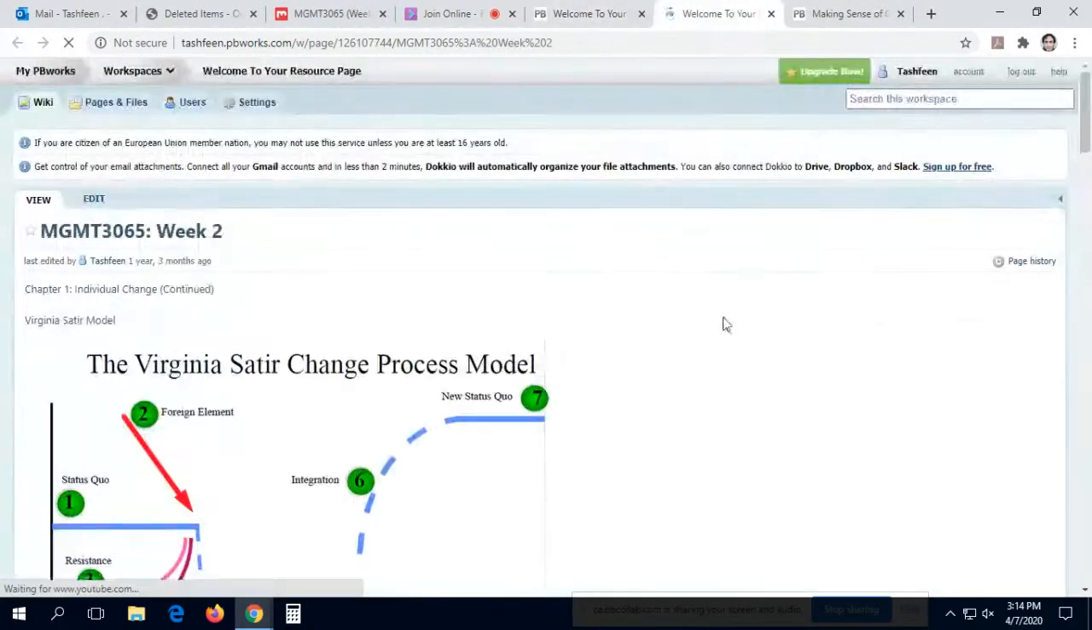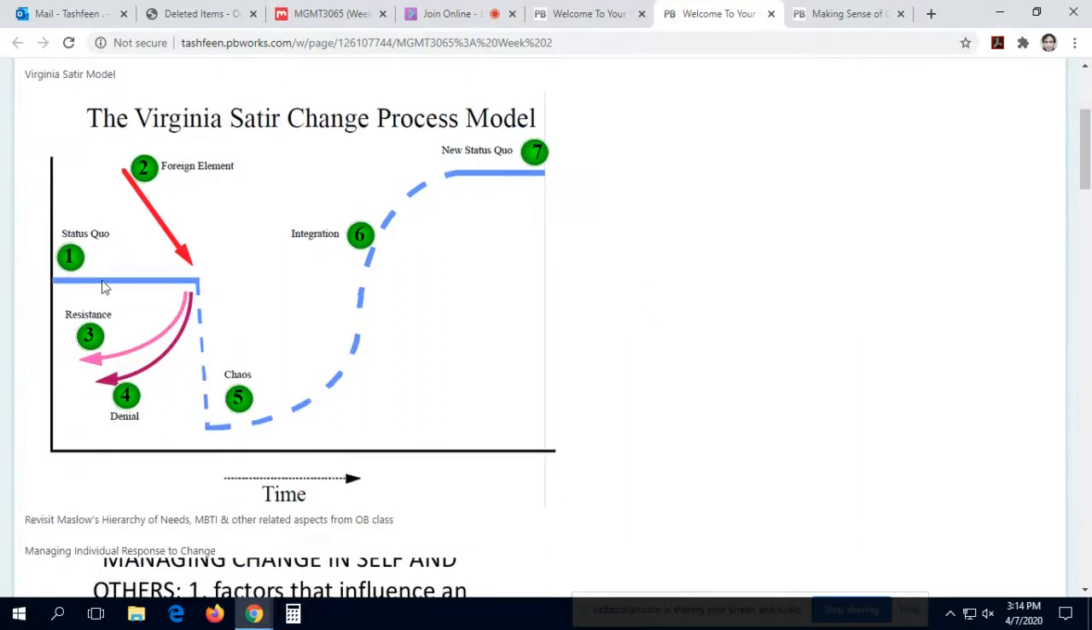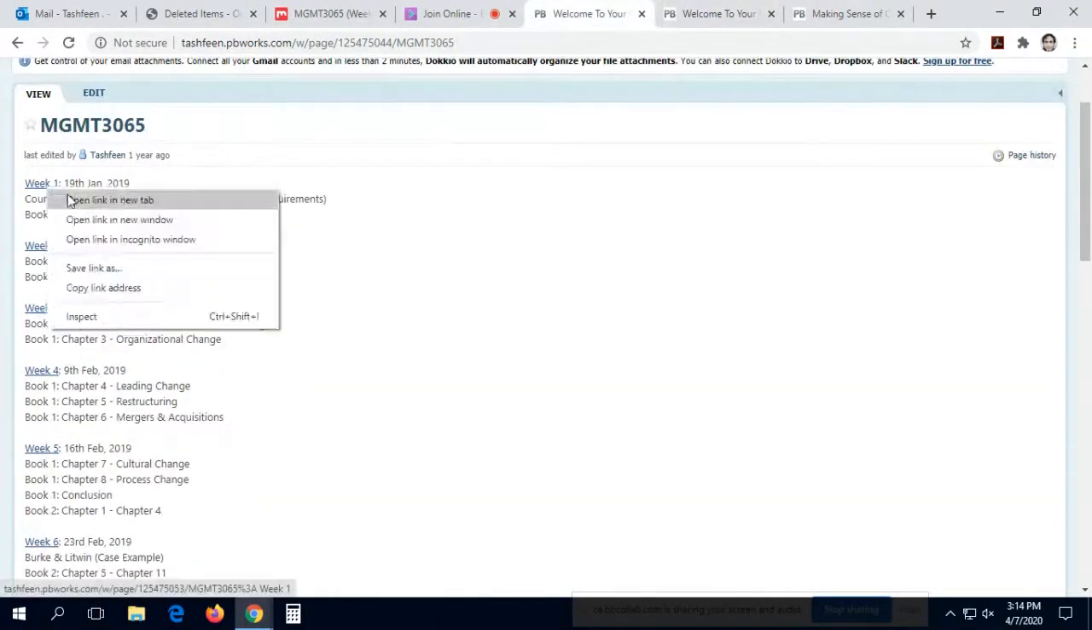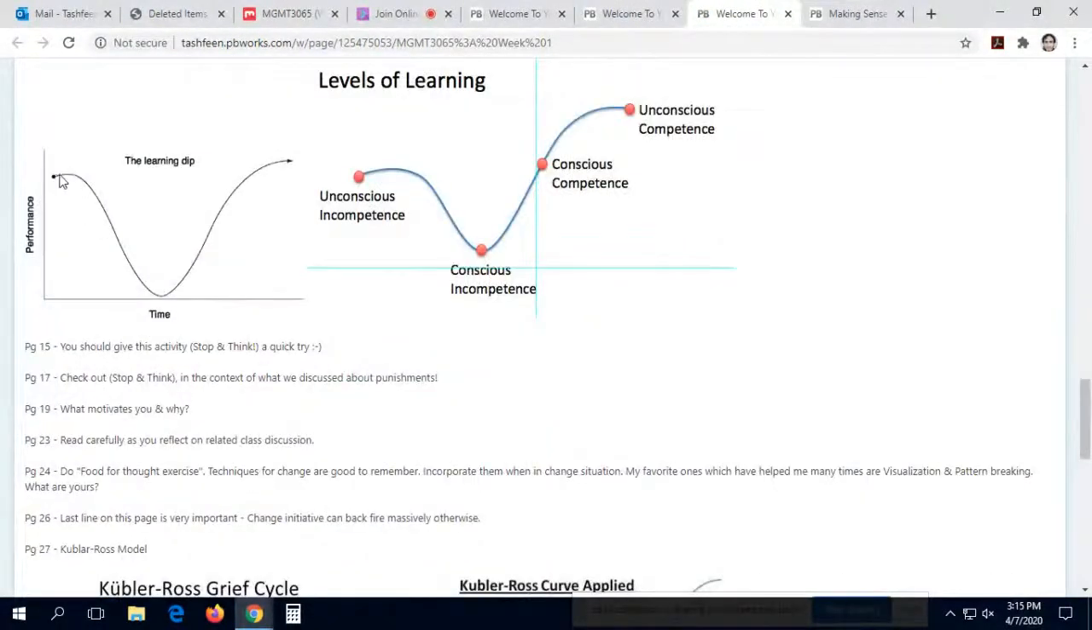This was week one, where we were talking about these things. For example, Virginia Satir's change process model, we spoke about that. Look at this, reflect on this: status quo, number one, and then after going through all the different things, number seven, new status quo. But then again, just like that learning curve picture, let me open it again. Just like this picture, you see, you start from here, performance, and then you go deep, and then you go up, and they are showing that you are doing even better than where you were initially.